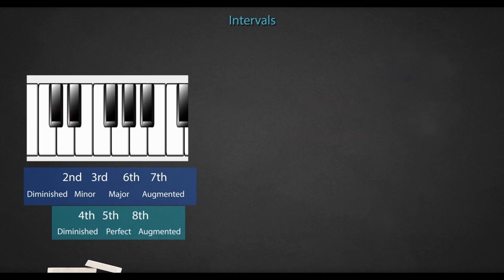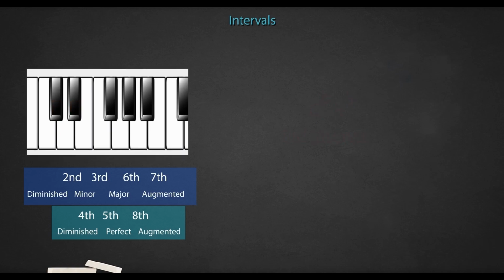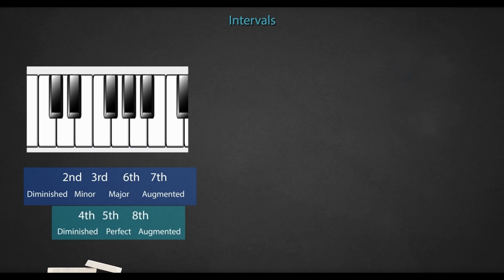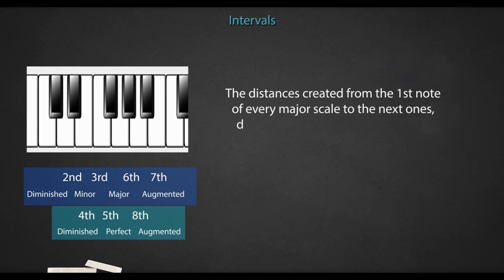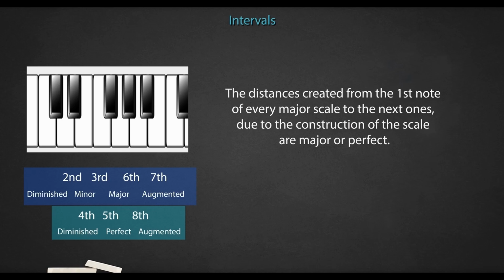Now it will be very useful if we have good knowledge of the previous chapters. The distances created from the first note of every major scale to the next ones, due to the construction of the scale, are major or perfect for fourth and fifth intervals.